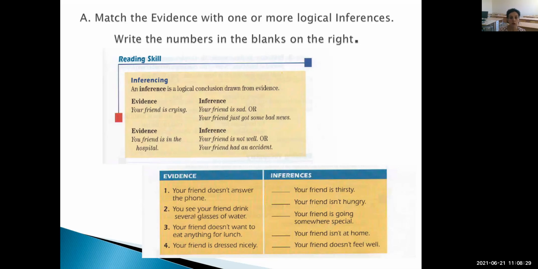The next one is your friend is in the hospital. So what will be your inference? Of course, something like your friend is not well. Your friend had an accident, or we can say maybe he went to visit someone, right? And then we have the other examples, tasks for you, where you have 4 sentences to match evidence with an inference, like your friend does not answer the phone. You see your friend drinks several glasses of water. Your friend doesn't want to eat anything for lunch. And the last one, your friend is dressed nicely. So you have to make inferences concerning the following evidences.